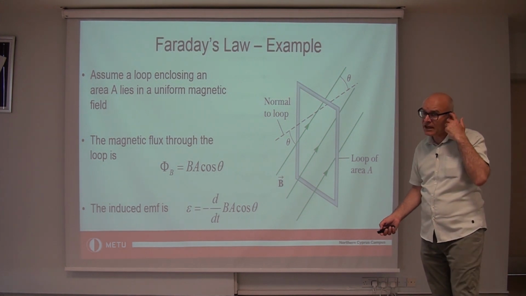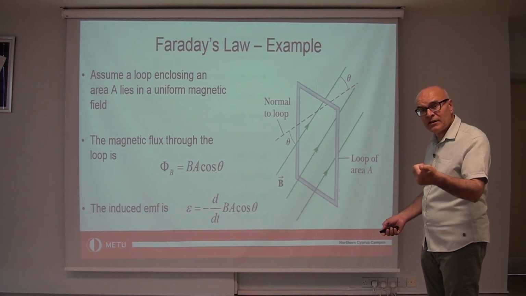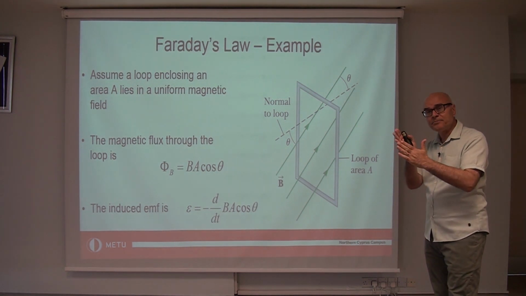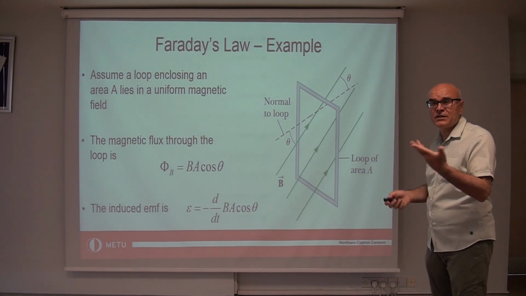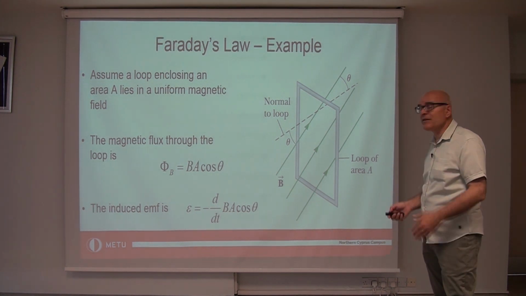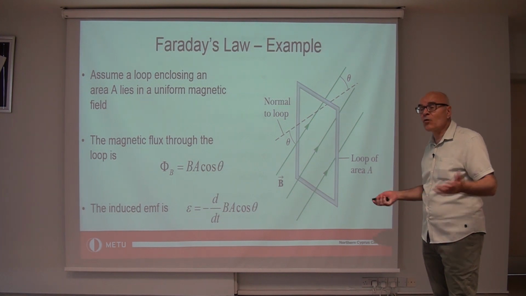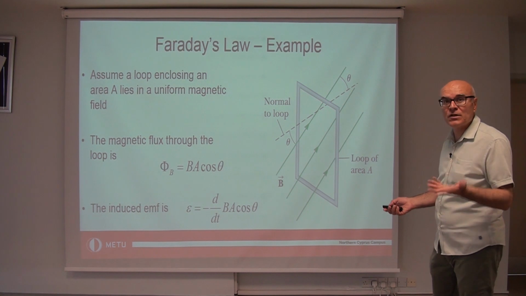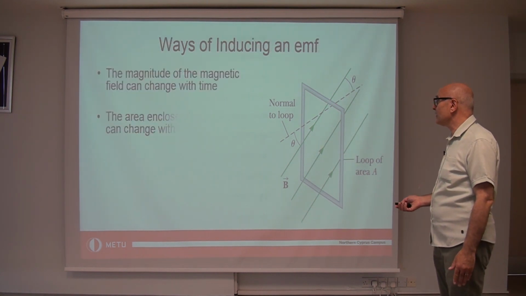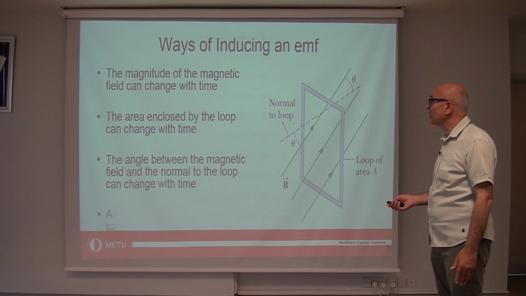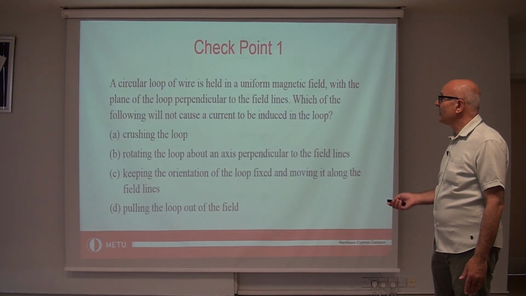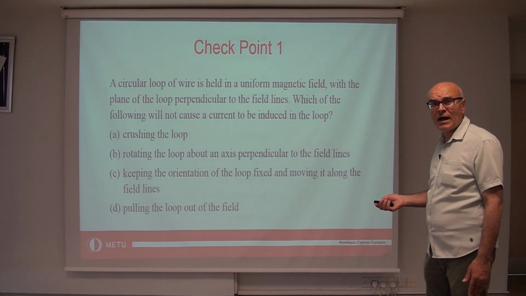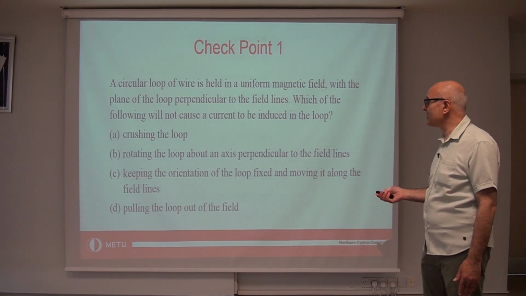So the change in the flux can be a change in the magnetic field as a function of time, area as a function of time, or the orientation of A and B as a function of time. If it changes with time, then in all of these cases, or in any combination of these, you will have a changing flux. And so you will have an induced electromotive force in the loop. So this is a summary of these. Now this is a good checkpoint for you to review and try to find what is the correct answer.